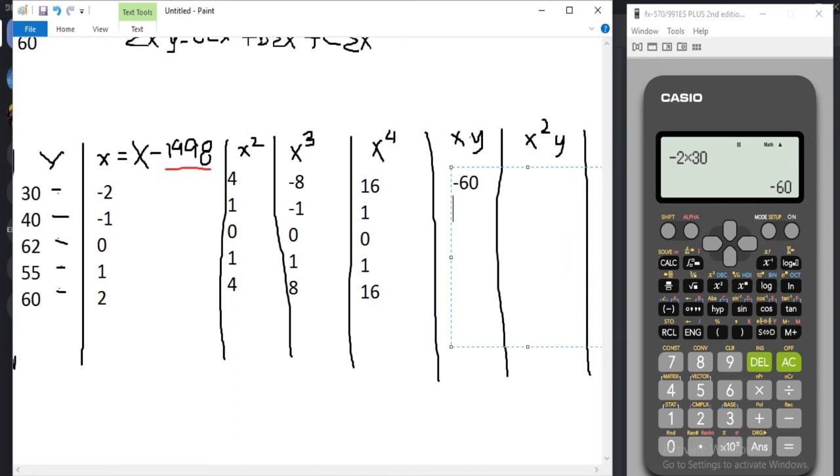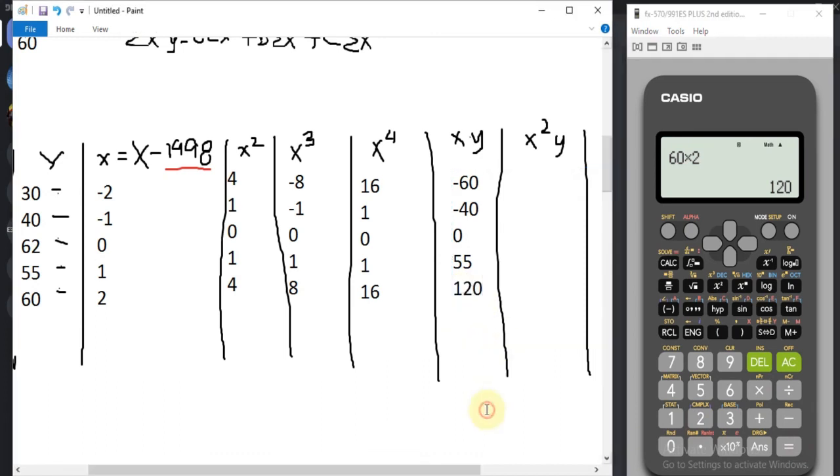Negative 60. So, negative 1 times 40, negative 40. Negative 0 times 62, 0. 1 times 55, so 55. Then 60 times 2, so 120. I hope you have calculated it as well, so that you can compare your answers.